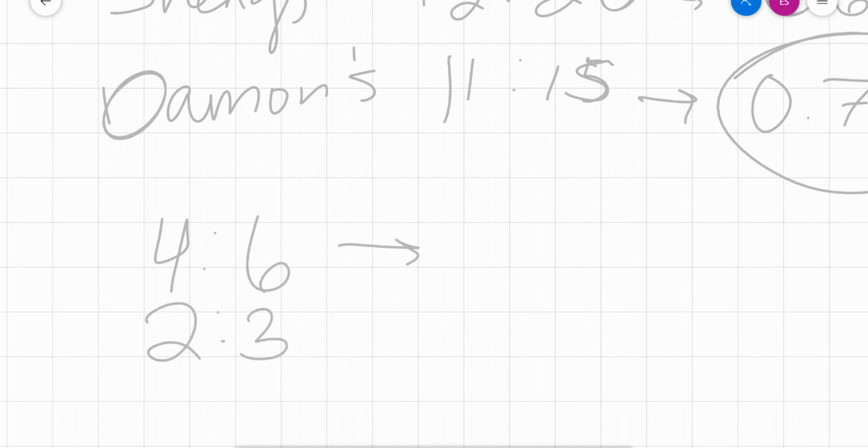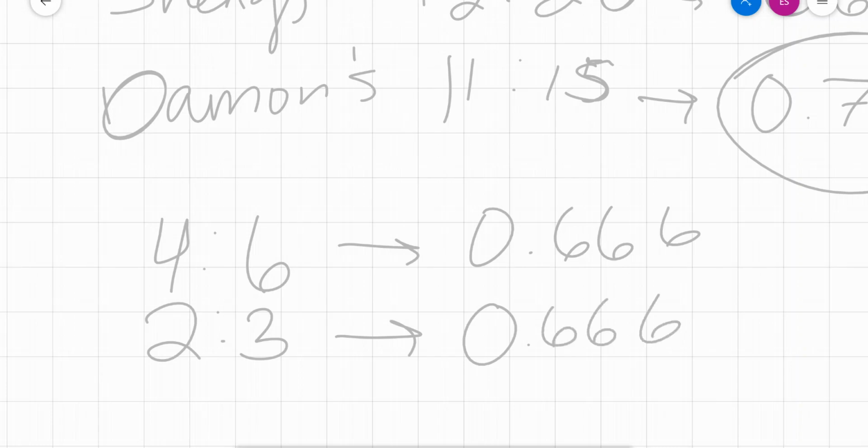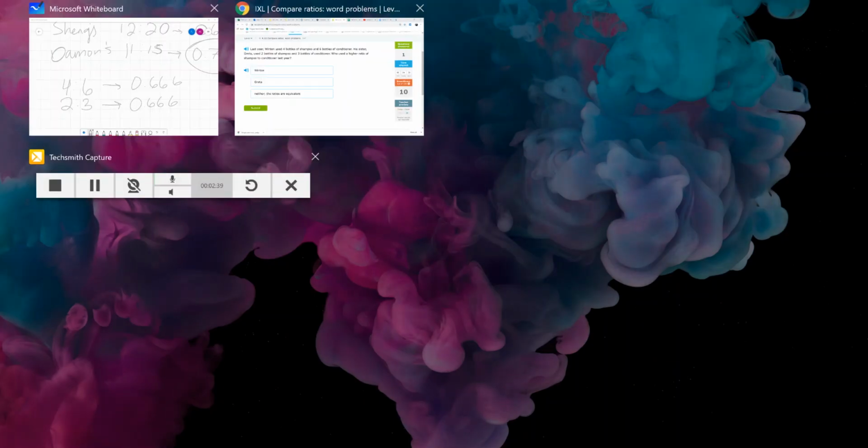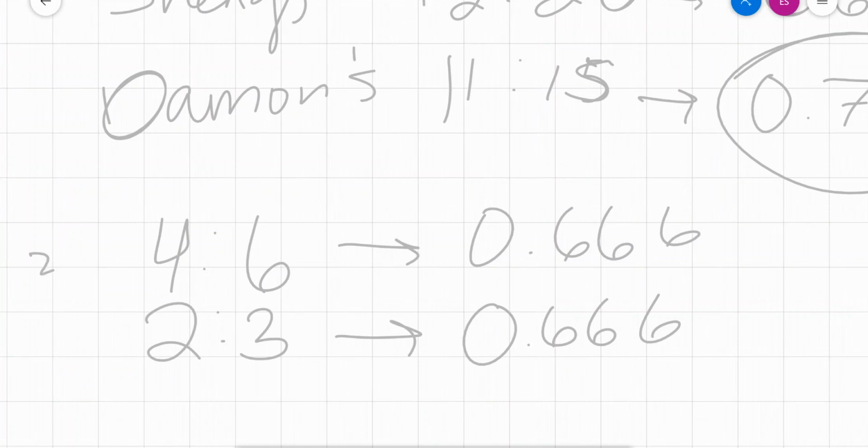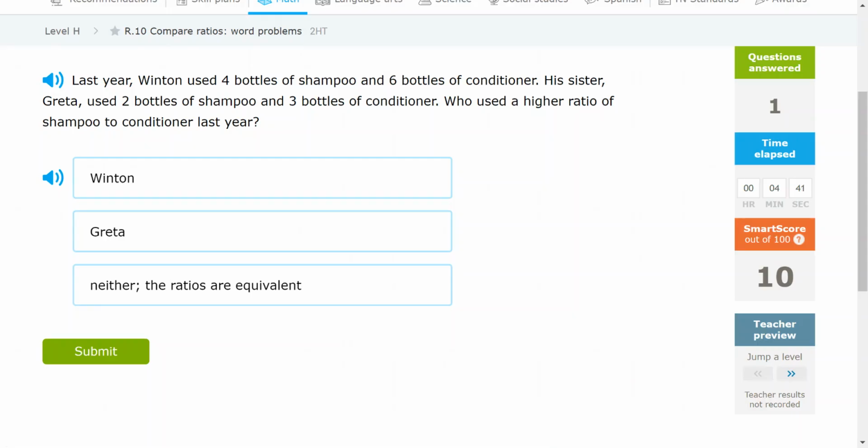4 divided by 6 is 0.6 repeating, and 2 divided by 3 is 0.6 repeating. Awesome, just as I expected. 2/3 and 4/6 are equal fractions, equivalent fractions, so they're going to come out to the same decimal. So I'm going to say neither one is higher, the ratios are equivalent.